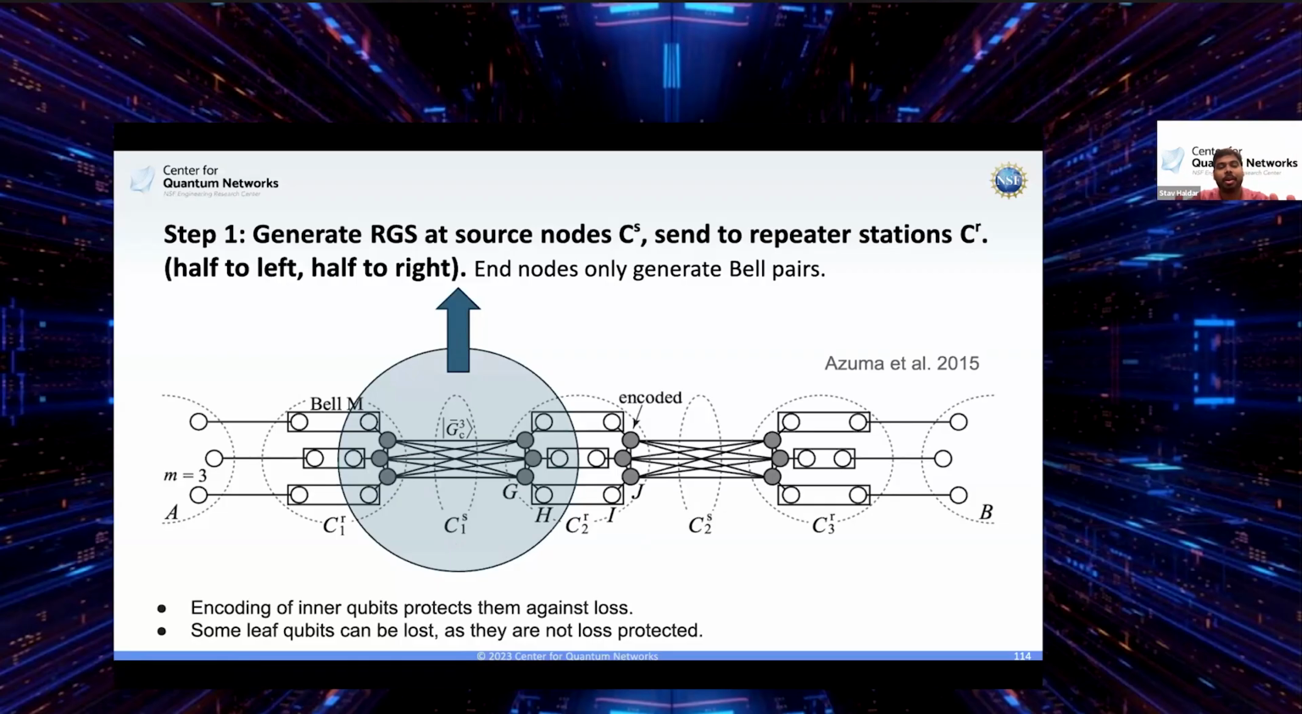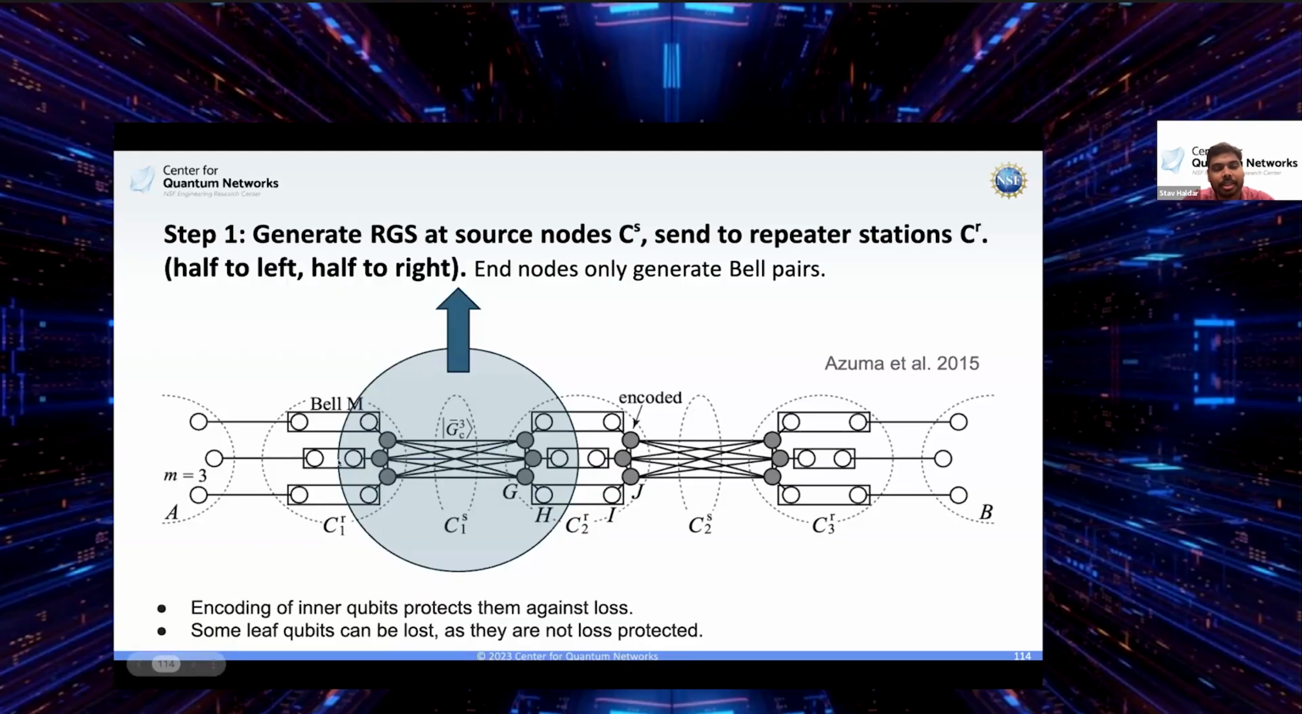But for now, let's assume that we have that graph state with us, right? And this source station can generate them. And then the repeater stations, the ones with the R superscripts, are the ones that will do these Bell state measurements. So these rectangular boxes represent Bell state measurements. And so those are the two kinds of stations.